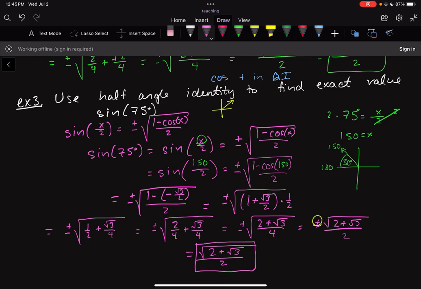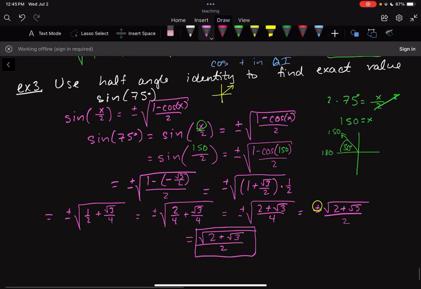But again, I just want to remind you with this one that if I was doing this one just on a test or something, I'm not going to tell you which identity to use. So I would probably have used the sum and difference, which we actually did this one with, I believe, or something really similar. So it just depends.